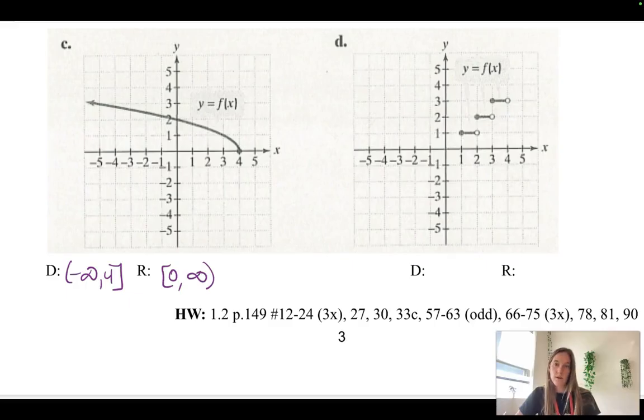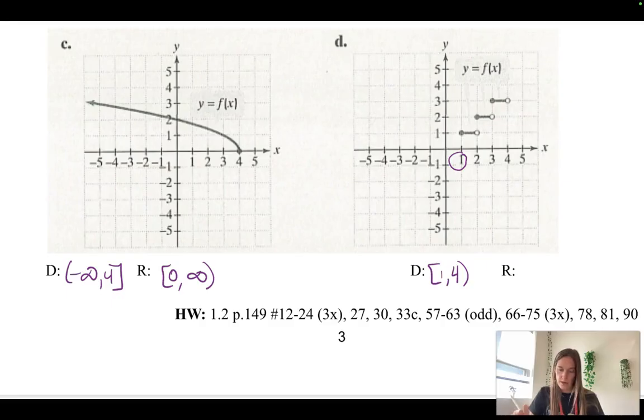All right, this next function is what's called a step function. So notice how it looks like steps. So for our domain, our lowest value is 1, and then we go from 1 to 2, and 2 is not included on the first step, but it is included on the second step. And then we go from 2 to 3, 3 is not included on the second step, but it is included on the third step, and then we go up to 4, and 4 is not included anywhere. So our domain is from 1 to 4. 1 is included, 4 is not.